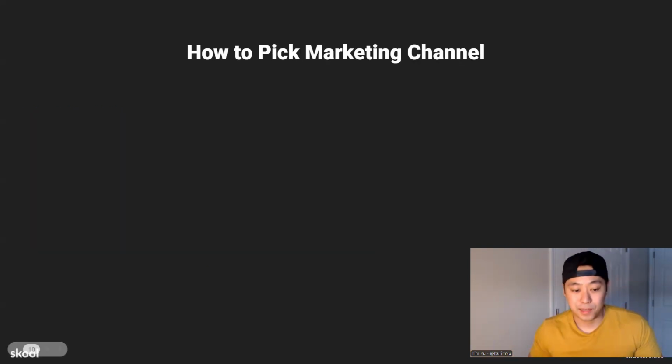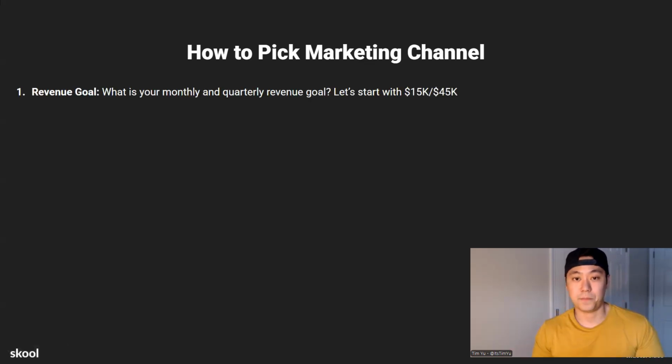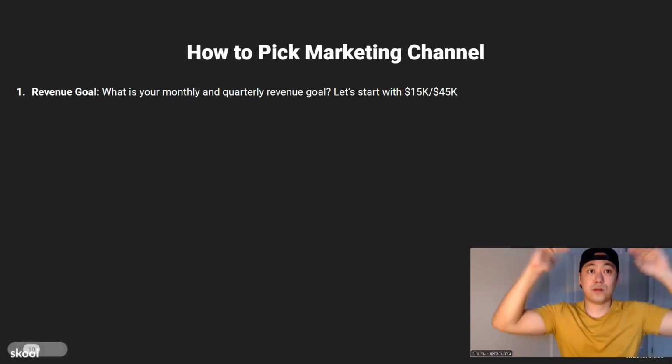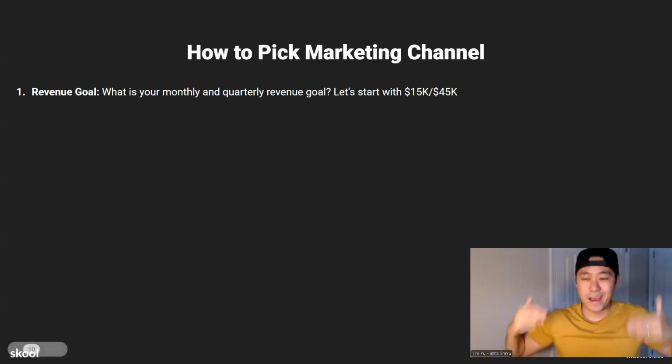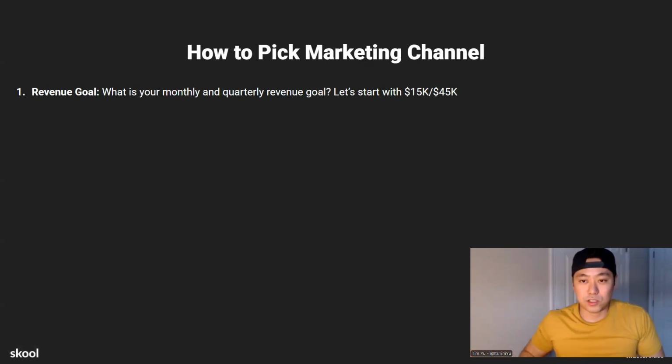Now we're going to do a deep dive of how to pick a marketing channel, how I've picked a marketing channel, right? So you need your revenue goal. What is your monthly and quarterly revenue goal? If you don't have a revenue goal, how much money you want to make, how can you actually create a business? How can you actually make a plan? So let's say your monthly goal is $15,000 per month, and then you have a quarterly goal, which is 3 months of $45,000. That's your goal.